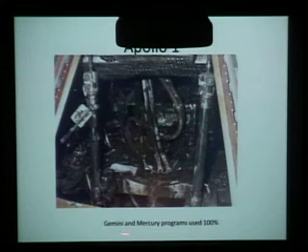So that's what happened. That's why the Gemini and the Mercury programs used 100%, and with Apollo initially, the whole idea was to use 100%. But that proved to be very, very dangerous.